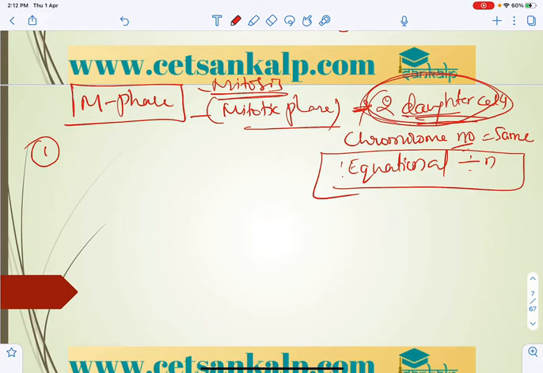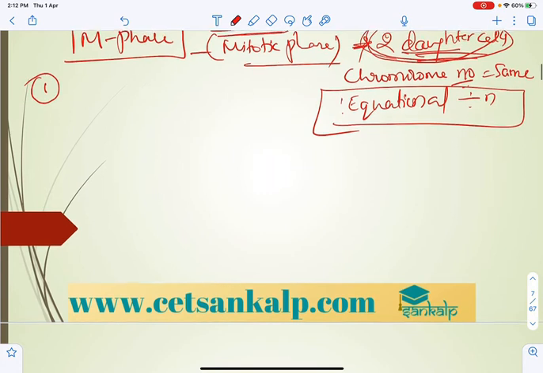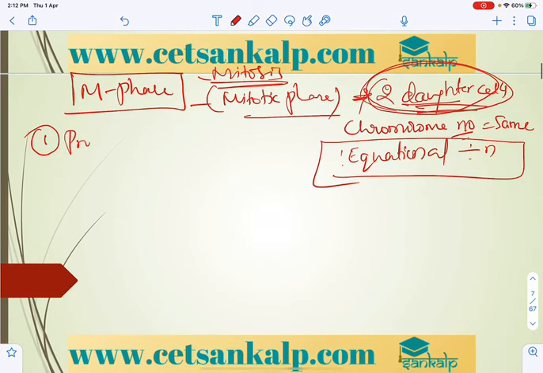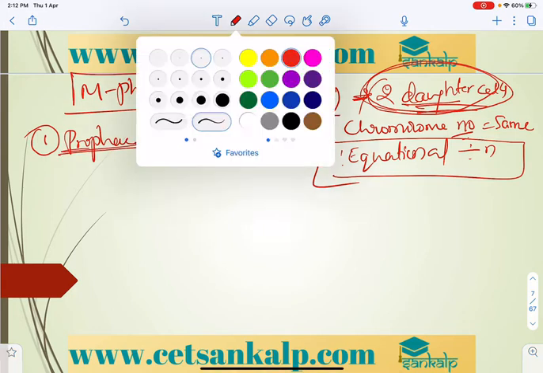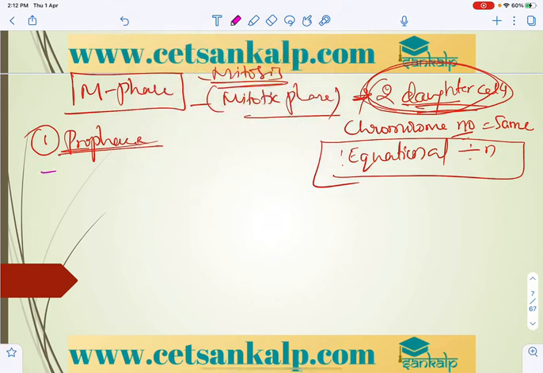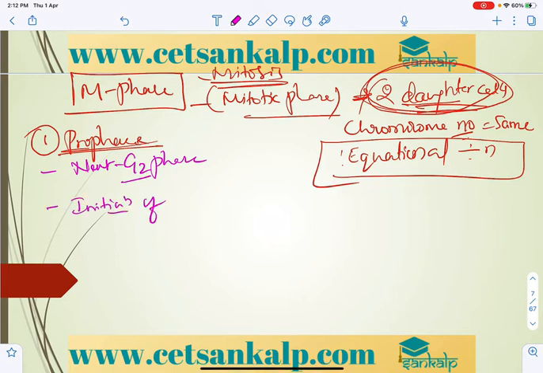So let us take one by one what happens in prophase, metaphase and anaphase. I will write prophase first, in short form P phase. It is the first stage, which follows the S, synthetic phase, and the G2 phase. Next to the G2 phase this takes place. Now in the prophase there is initiation of condensation of chromosomal material. So the first point: condensation of chromosomes occurs.